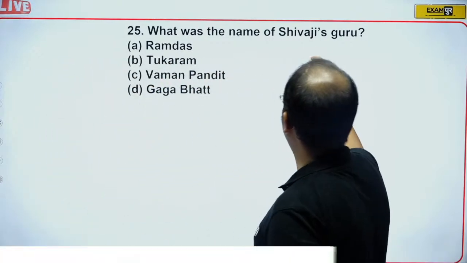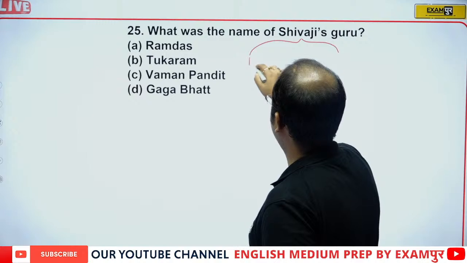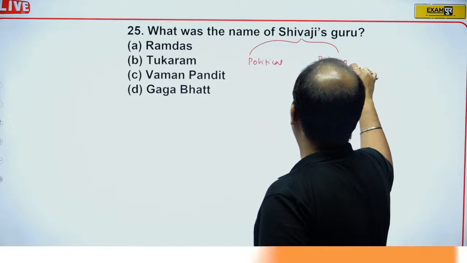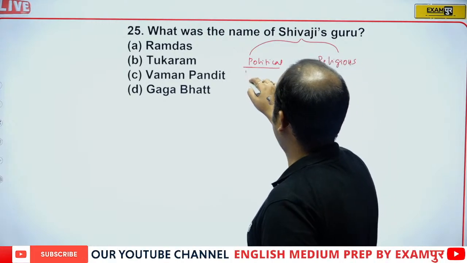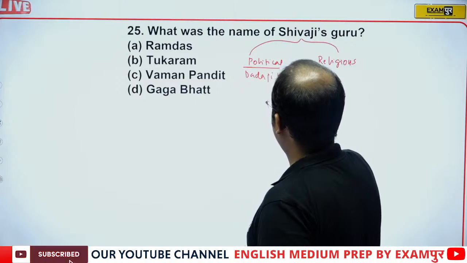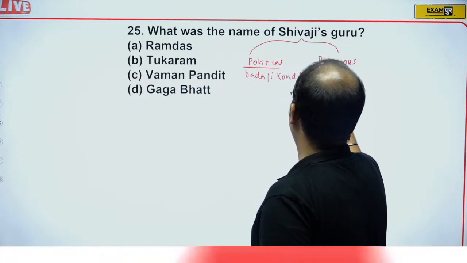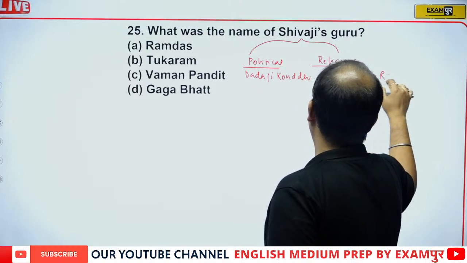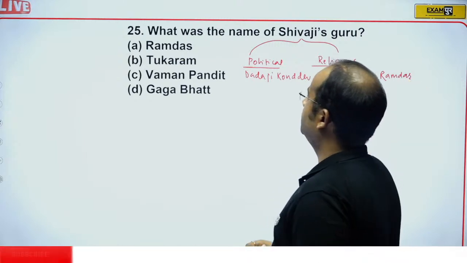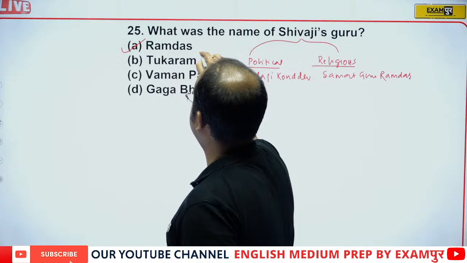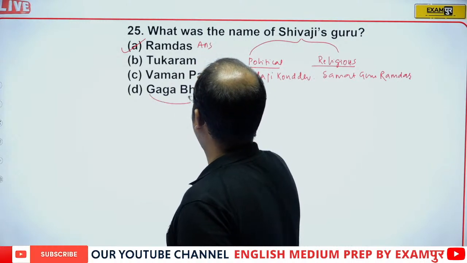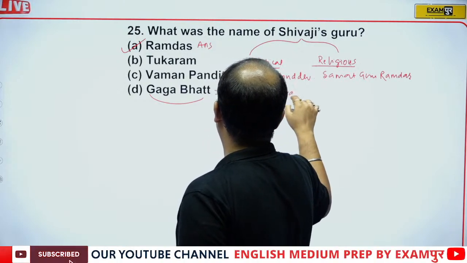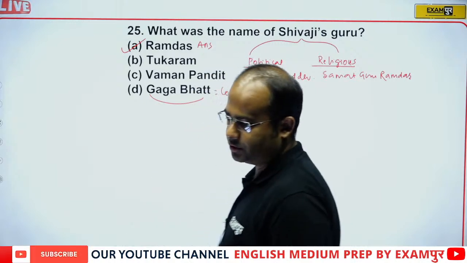Shivaji had two types of guru. One was political and one was religious. The political mentor was Dadaji Kondadev. And the religious one was Samarth Guru Ramdas. So the correct answer will be option A, that is Samarth Guru Ramdas. And Ganga Bhatt, he did the commemoration of Shivaji.